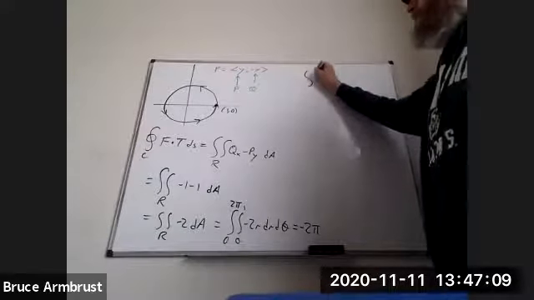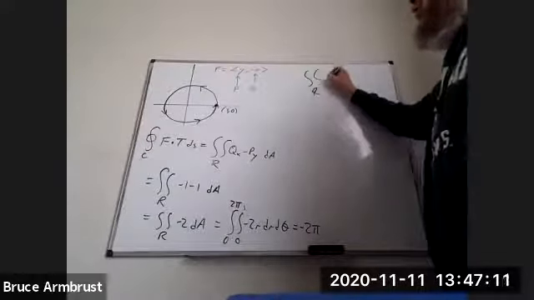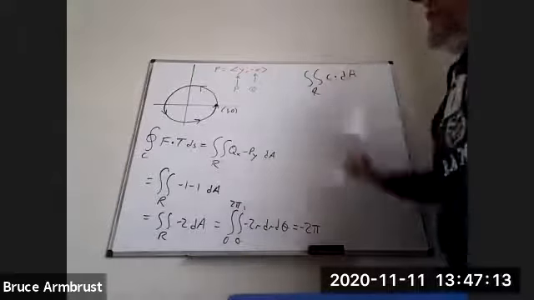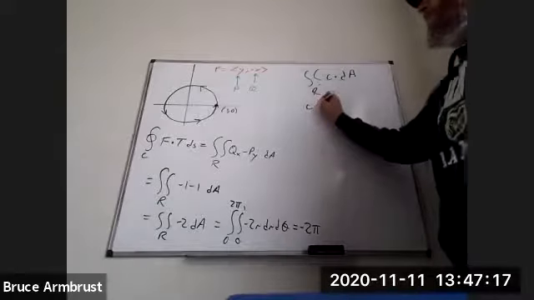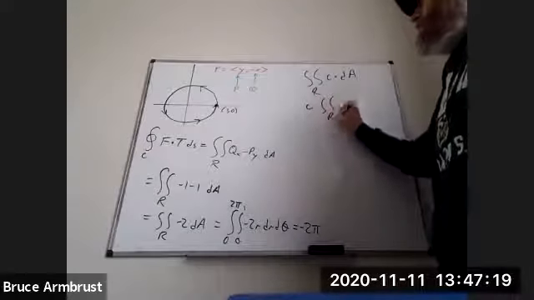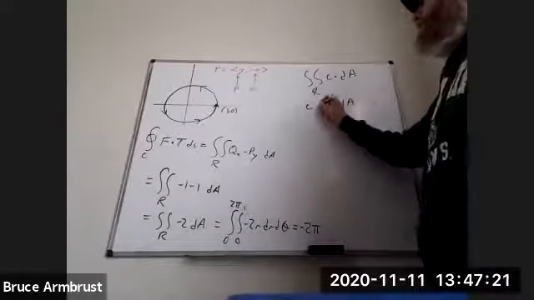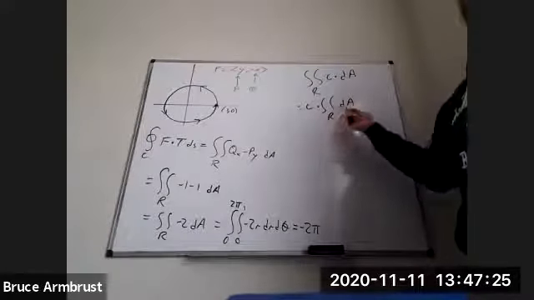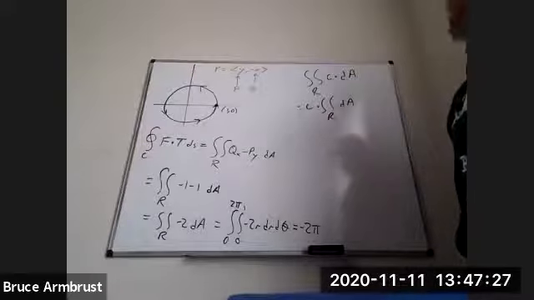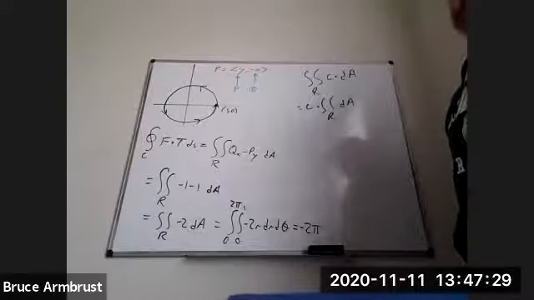Okay, so in general, let's say we've got a C times dA here. So that C can come out. We're going to have some constant times the double integral over the region of dA. Well, do you remember what that gives you? What you get if you do a double integral of dA?